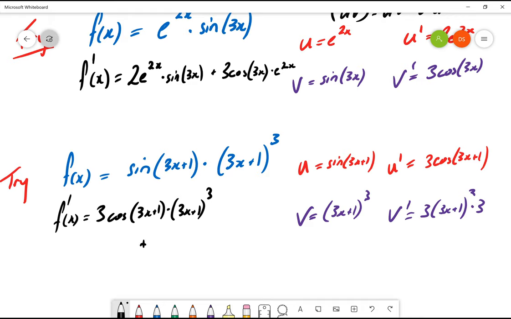Plus, now, differentiate the second. 3 times 3 is 9, so I'm just going to put that there. So when I say you don't have to simplify, you honestly don't, but sometimes 3 times 3 is 9 is worth doing, right? Times the first. Boom. And that might be my answer. Do I want to simplify it? No. Can you guys tell me if you got that?